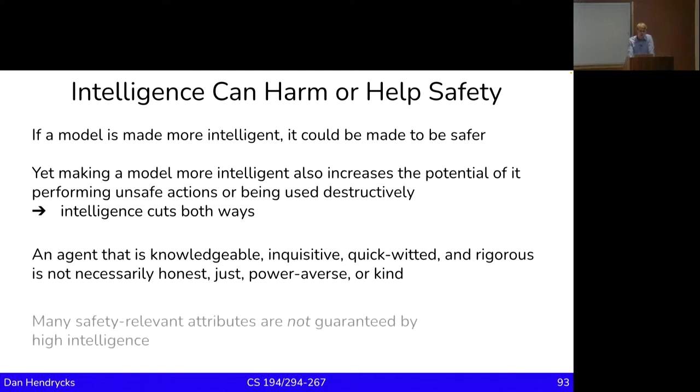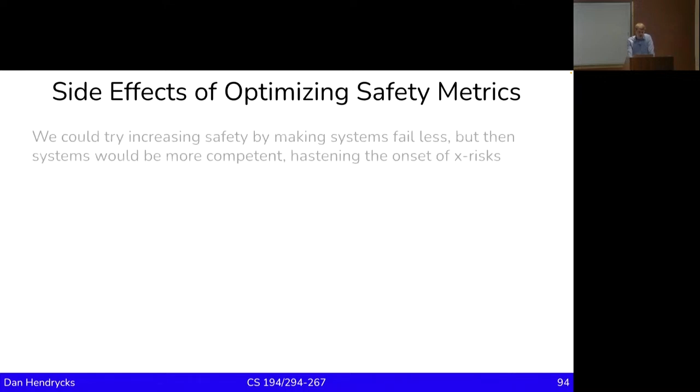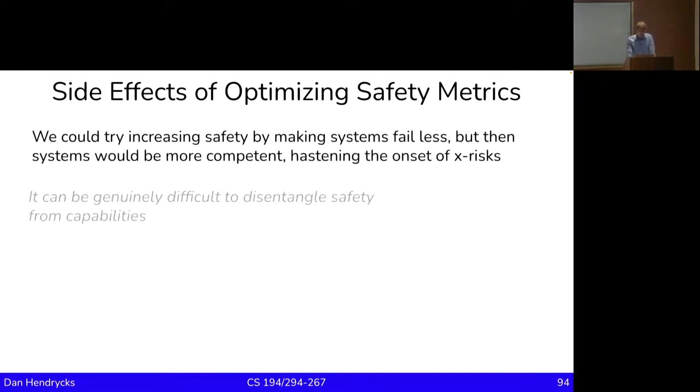There can be some separation between the two. So many safety-relevant attributes, or at least ethical behavior, is not guaranteed by high intelligence. I left the word X-risk in there.